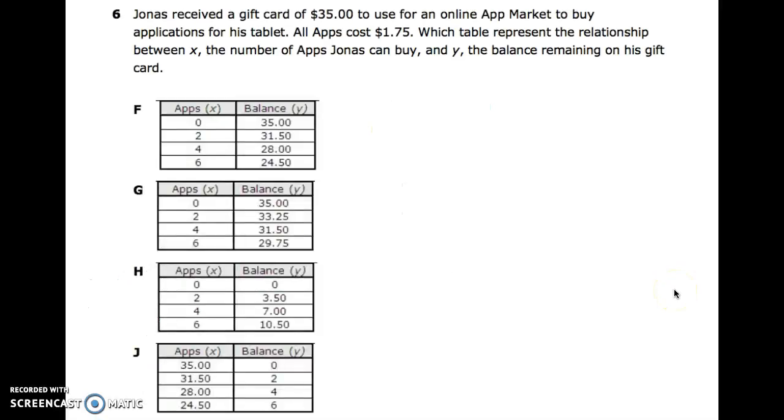Number 6. Jonas receives a gift card of $35 to use for an online app market to buy applications for his tablet. All apps cost $1.75. Which table represents the relationship between x, the number of apps Jonas can buy, and y, the balance remaining on his gift card?